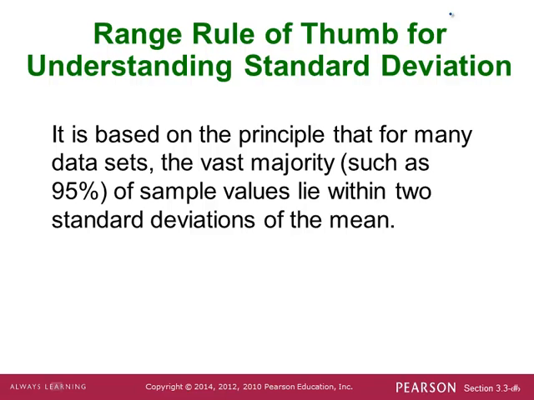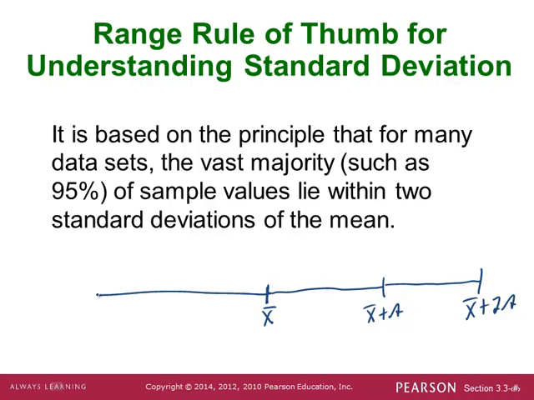Meaning, if you were to calculate the sample mean and the sample standard deviation for a list of numbers, and I'll just illustrate this on a real number line, suppose this is your sample mean. Then add 1 standard deviation, x bar plus 1 standard deviation, and 2 standard deviations. Going to the left, x bar minus 1 standard deviation, x bar minus 2 standard deviations.